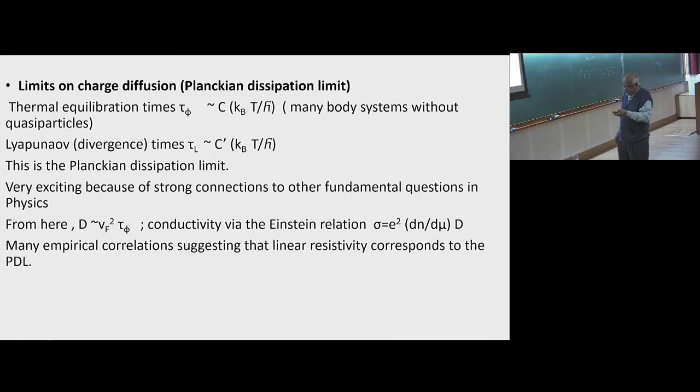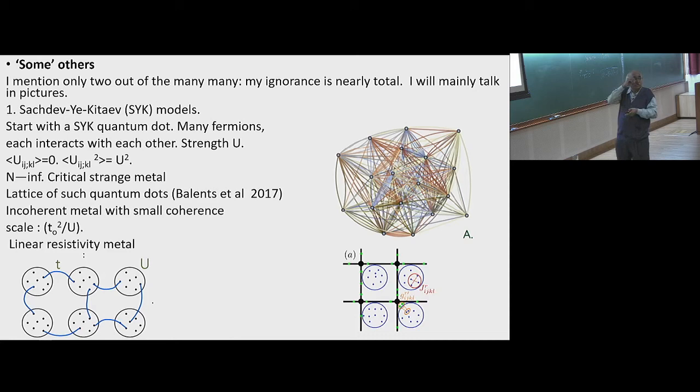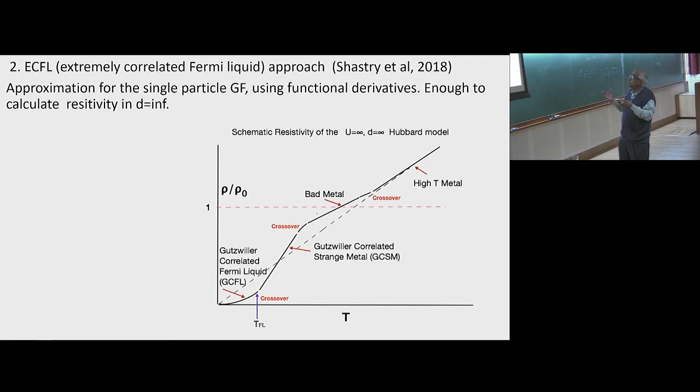Then there is this famous model due to Sachdev, Ye, and Kitaev, the SYK model, where you basically have a very new kind of quantum dot in which there are lots of particles inside this quantum dot, and every particle interacts with every other particle. And now if you make a lattice of such quantum dots, it gives you an incoherent metal with a small coherence temperature and linear resistivity. So this is one approach. Then there is another approach, where I can only see the final results, which is what is called the theory of extremely correlated Fermi liquids, which is due to Sriram Shastry and others.